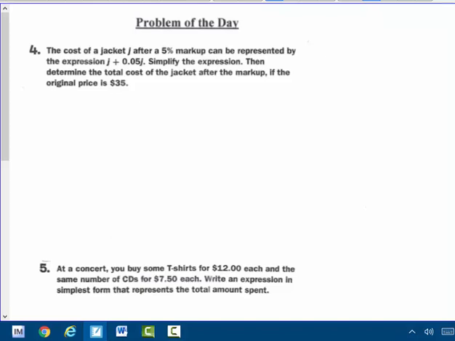Today's video starts on page 17, the problem of the day. You are going to follow these directions carefully and solve these three problems. They're a little tough. Give it your best. Try to do this on your own, and we will go over them in class tomorrow.